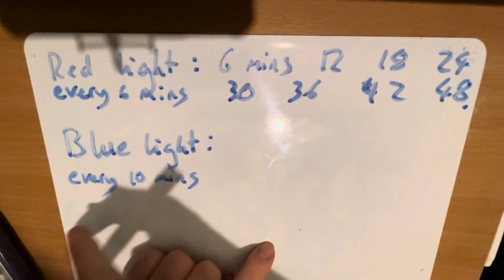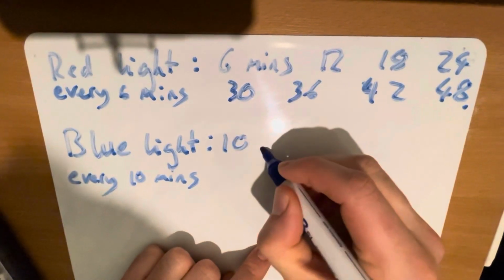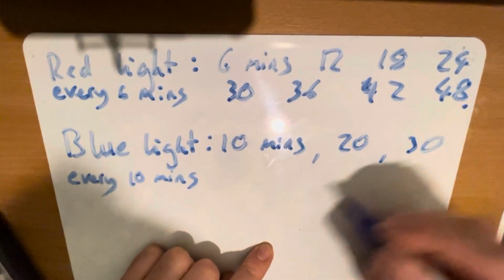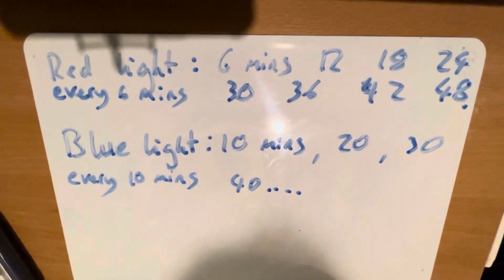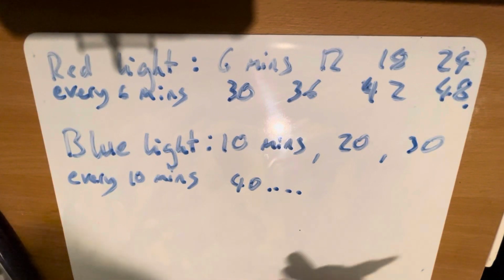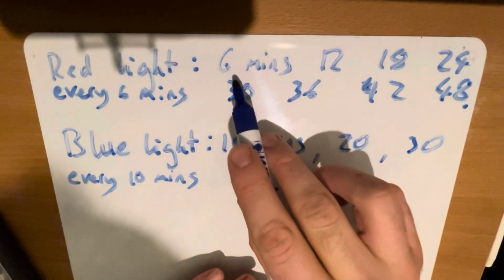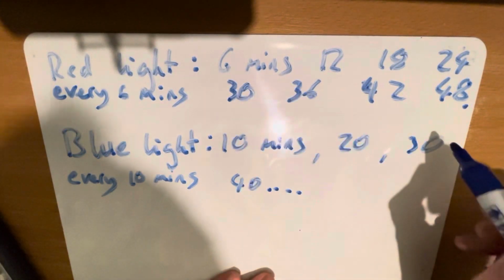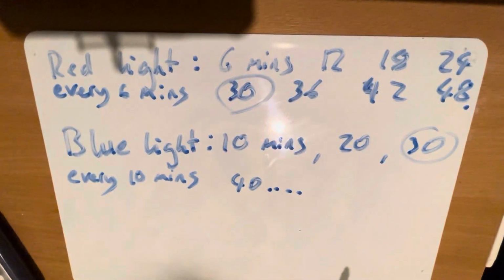Now the blue light though is every 10 minutes. So it's going to do 10 minutes for the first one. Then 20 minutes. Then 30 minutes. Then 40 and so on. Now, just based on that, we could probably already see what the answer to this question is. Where's the first instance where they flash together at the same time? 30 is the first time where they're both together. So that's the answer.